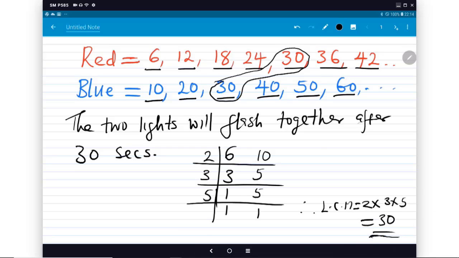Alright, so this is where we'll be stopping for this class today, and in the next class we will continue. We are still talking about number properties. So I want you to go over this again and then get ready for the next class.